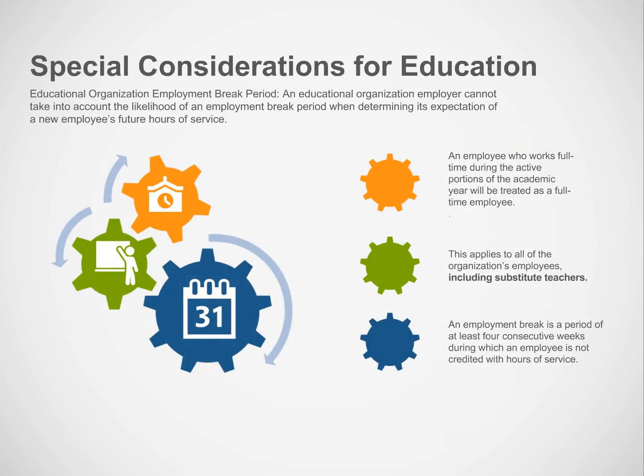How is the ACA going to affect education? Since not all employees report a full 12-month period, there has been some question regarding how to handle calculating their average hours for the summer months. An educational organization employer cannot take into account the likelihood of an employment break period when determining its expectations of a new employee's future hours of service. An employee who works full-time during the active portions of the academic year will be treated as a full-time employee. This applies to all employees within your organization, including substitute teachers.